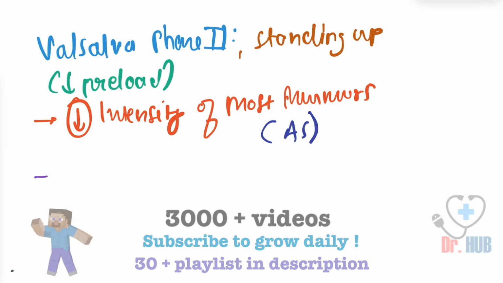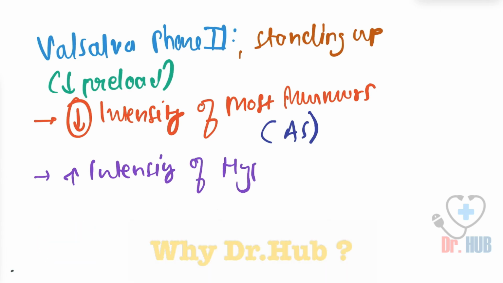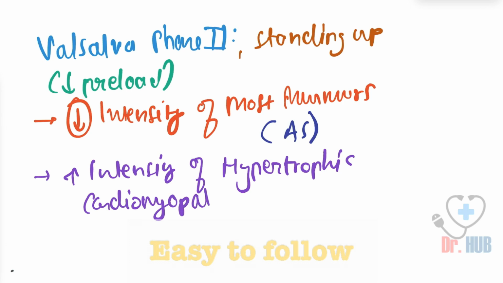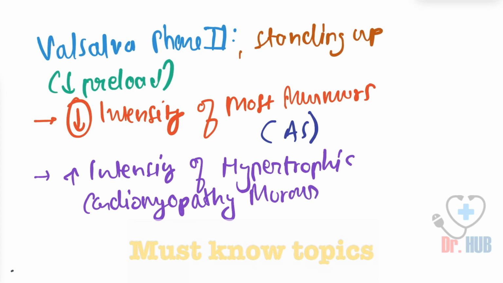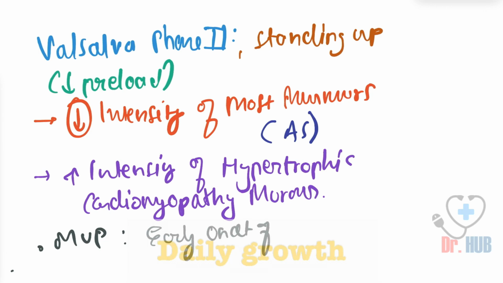And there is an increase in the intensity of the hypertrophic cardiomyopathy murmur. Next, in terms of the MVP, there is an early onset of the click or the murmur.